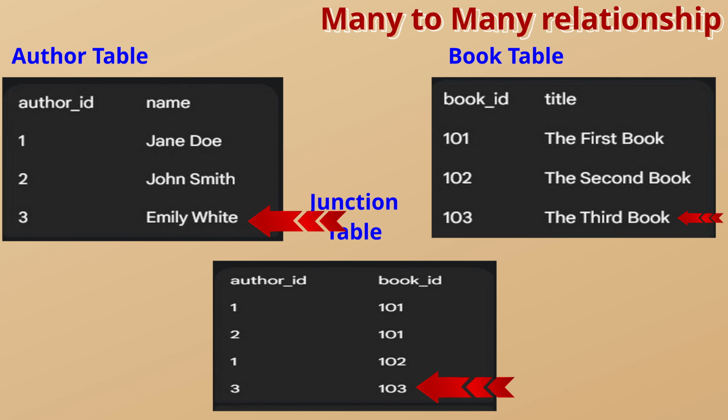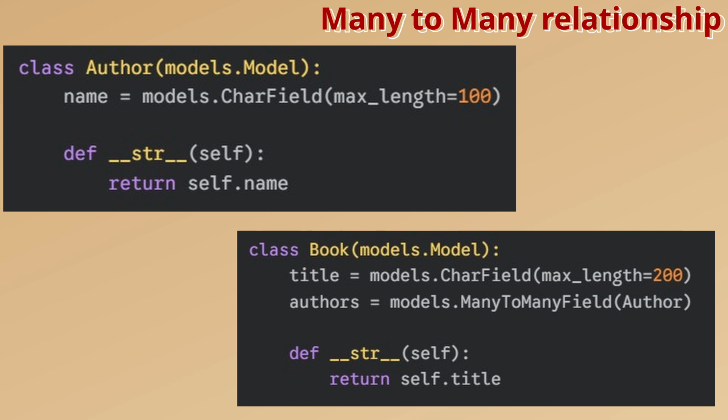In this scenario, one book can have multiple authors. One author can have multiple books. This is why we use the many-to-many relationship. Django model code. Author model, field for name. Book model, field for title. The linking field is authors equals models.ManyToManyField, author. Models.ManyToManyField links the book model to the author model.